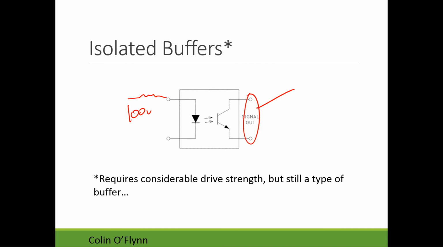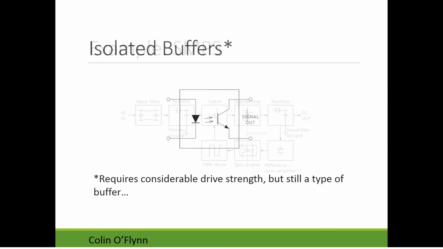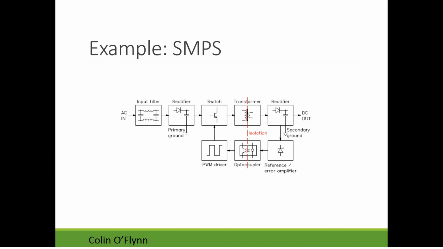There's a physical barrier between the two, so you can actually get thousands of volts of difference and not have to worry. You can also use this to put across quasi-linear signals, or an output that's related to the analog input. It requires considerable drive strength because you're talking a few milliamps in to cause the LED to work, but it still is a type of buffer. And where you really often see these is in switch mode power supplies.